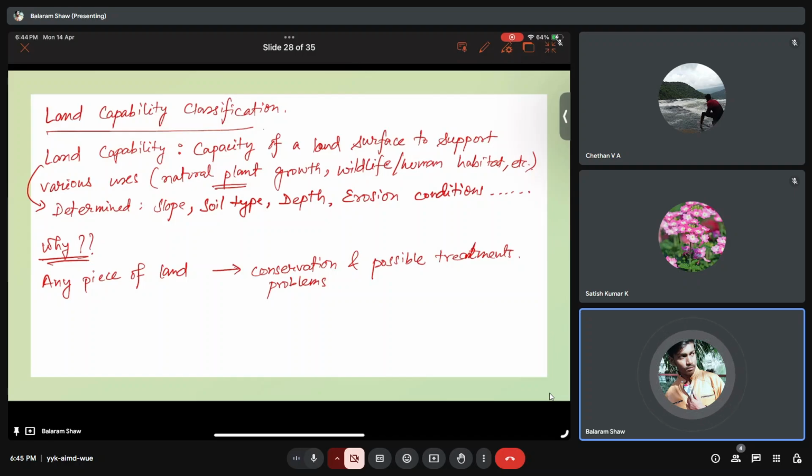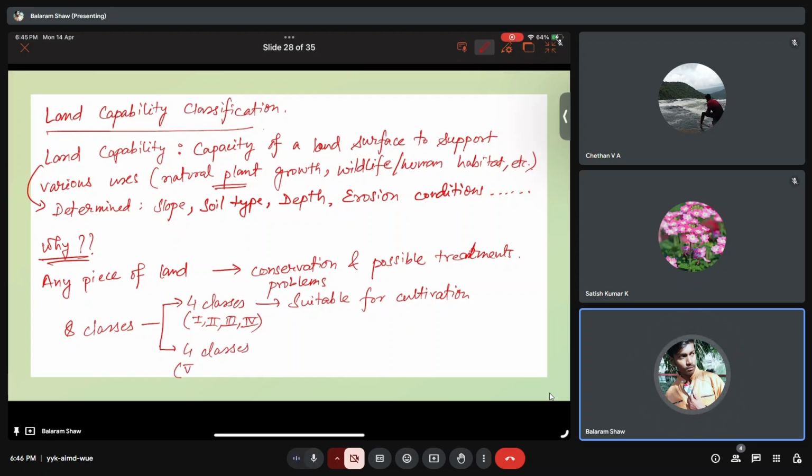So there are a total of 8 classes. That also is divided into two. The first 4 classes, these are suitable for cultivation, and the second 4 classes. So the first 4 classes are like the Roman numbers 1, 2, 3, 4, and the second 4 classes are like Roman numbers 5, 6, 7, 8.